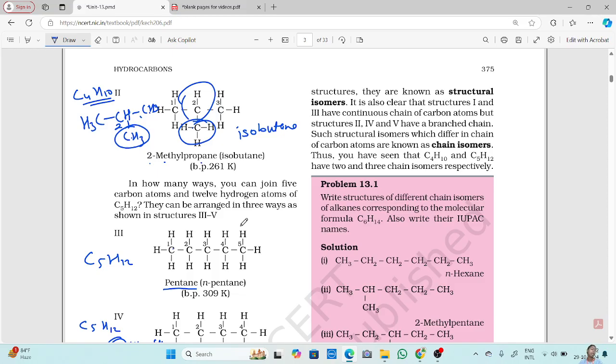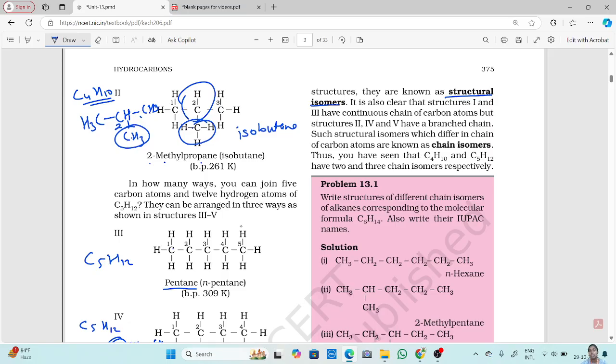Now, what type of isomers can they be? They are structural isomers. Why structural isomers? They have the same molecular formula, but their structure changes, and the property change is due to their difference in structure. Hence, they are structural isomers.